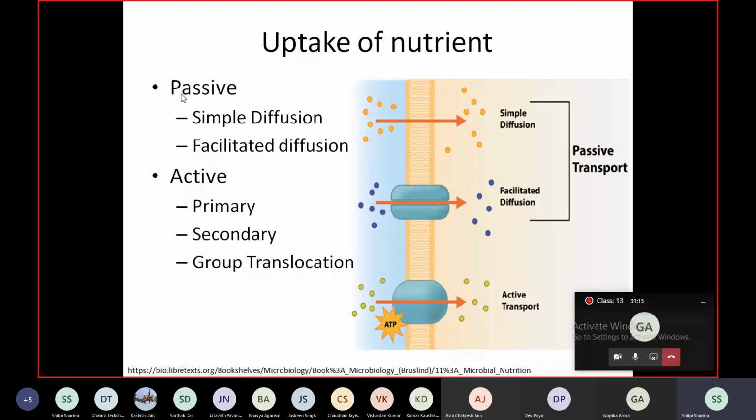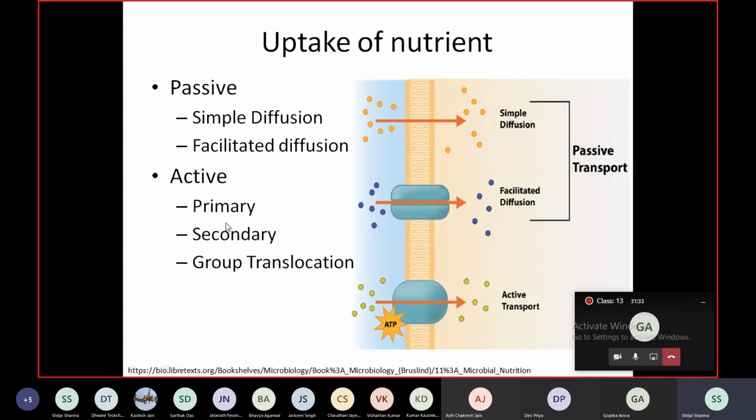Passive mode is along the concentration gradient without the requirement of energy, while active would require energy. And in passive, I talked about simple diffusion, which is without the aid of a carrier protein, while facilitated diffusion requires a carrier protein, though even this is without the need of energy.